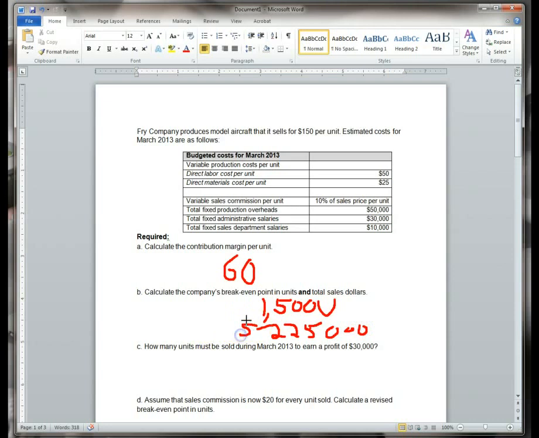And let's see what part C is asking. Oh, part C, how many units must be sold to earn a profit of $30,000? Well, we can still use the contribution margin per unit method here. Remember your CMU, you got your fixed cost plus your desired profit.